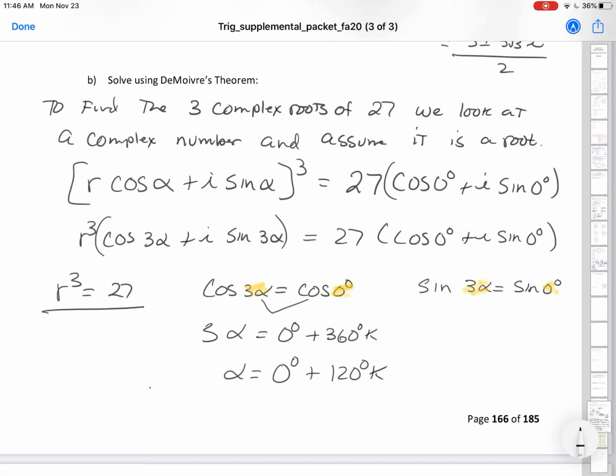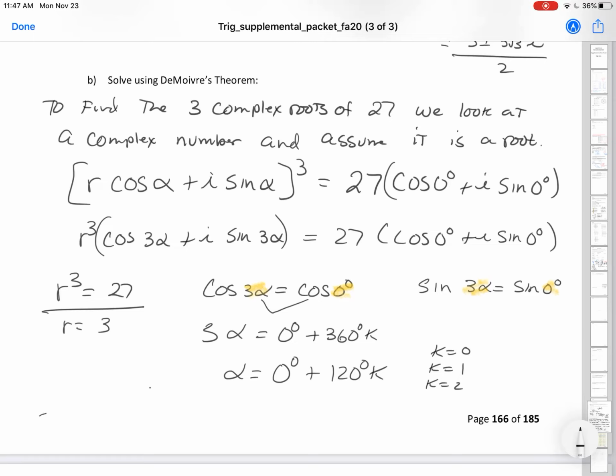Our alphas are all 120k for k equals 0, k equals 1, and k equals 2. Always one number less than the power that you're looking at. Notice we'll get 3 different angles there. So I'm running out of room here, but we're going to go build our answers. Okay, so remember what r is. R cubed is 27, so r is equal to 3.